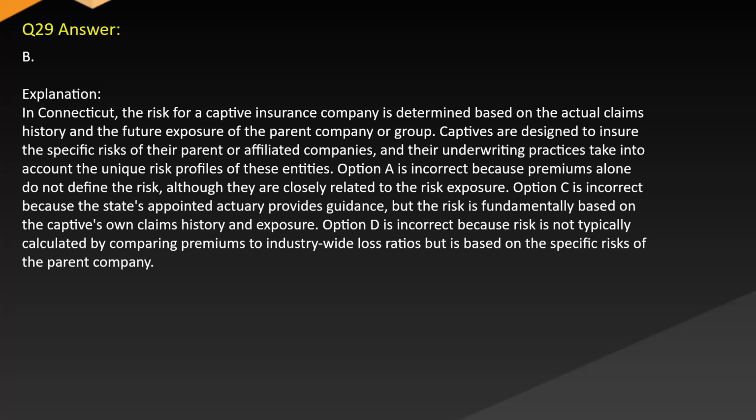Option A is incorrect because premiums alone do not define the risk, although they are closely related to the risk exposure. Option C is incorrect because the state-appointed actuary provides guidance, but the risk is fundamentally based on the captive's own claims history and exposure. Option D is incorrect because risk is not typically calculated by comparing premiums to industry-wide loss ratios, but is based on the specific risks of the parent company.